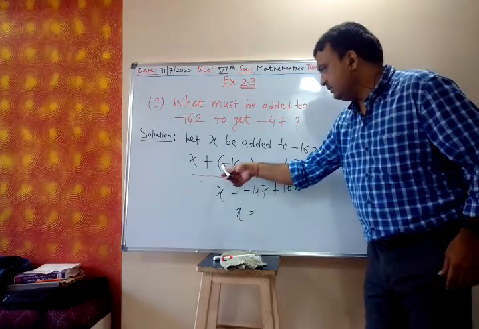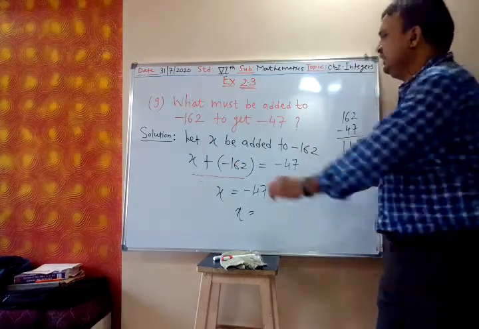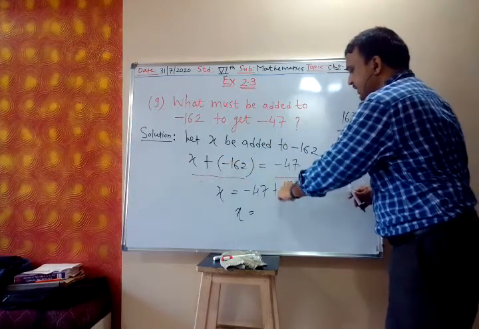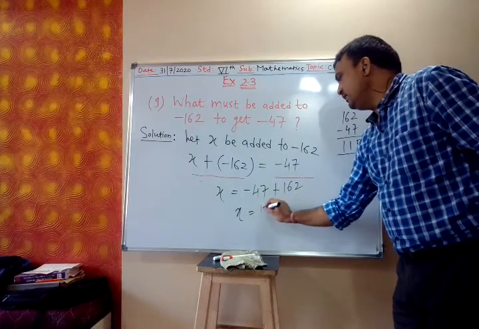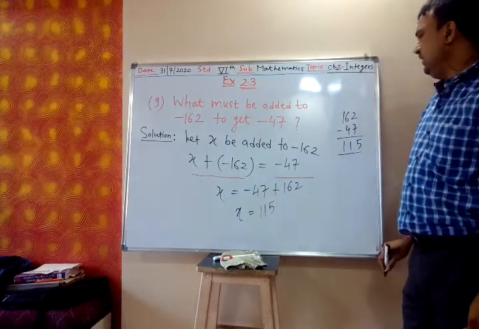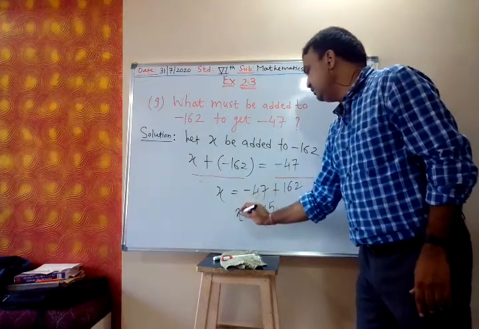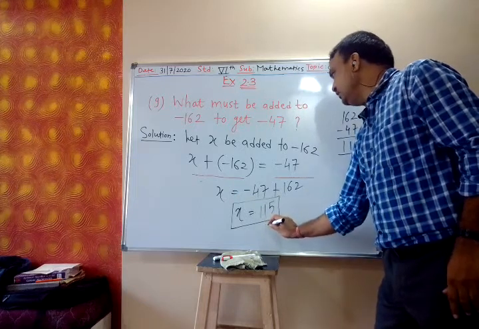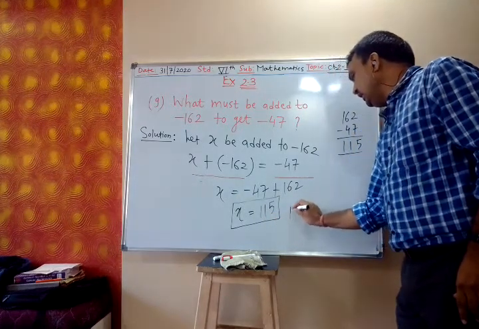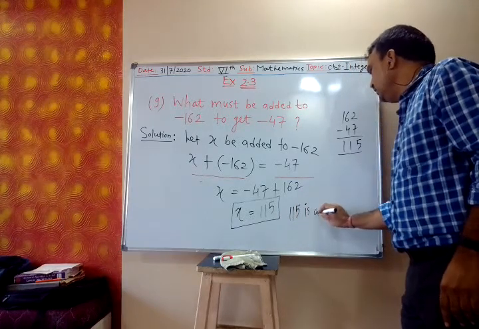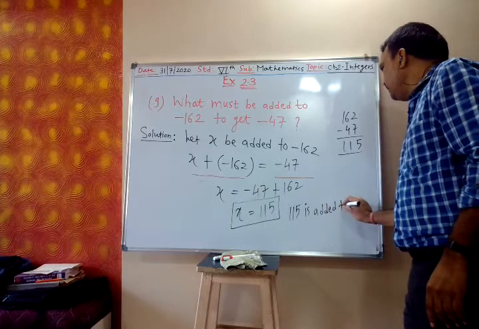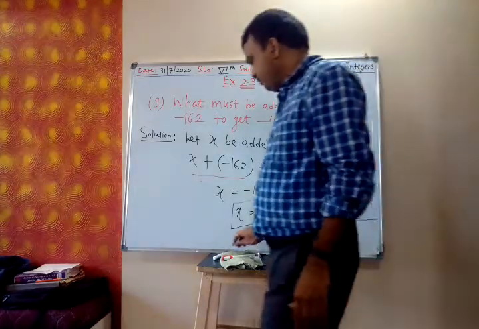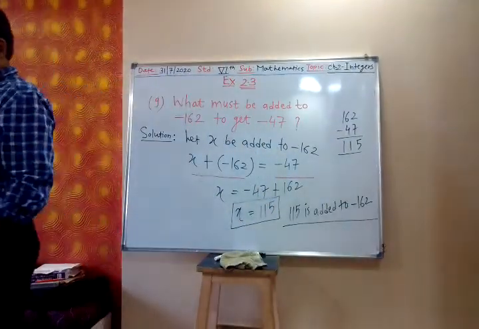If we take minus 162 from the left to the right, the sign changes. Minus becomes plus. So x is 115. So we write x is 115. So we write the answer. 115 is added to minus 162. This is the answer.